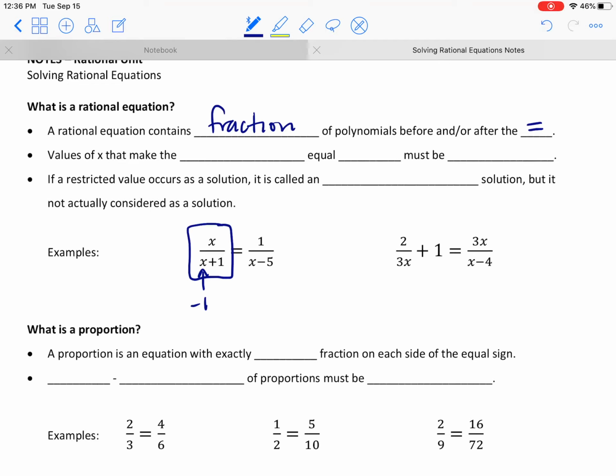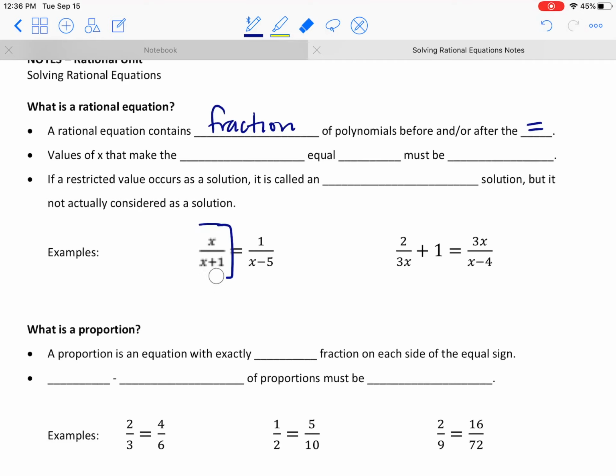Every once in a while, it's a small percentage of the time, you will solve an equation, and the solution ends up being one of those restrictions, which means when you plug it in, it makes something that is undefined. If that happens, then that particular solution is called extraneous. So it's a solution that when we plug it back in, makes something undefined. It doesn't actually count as a solution.